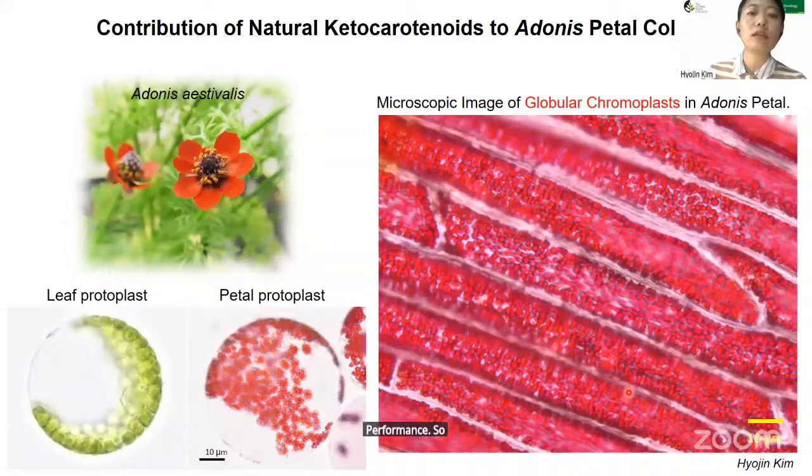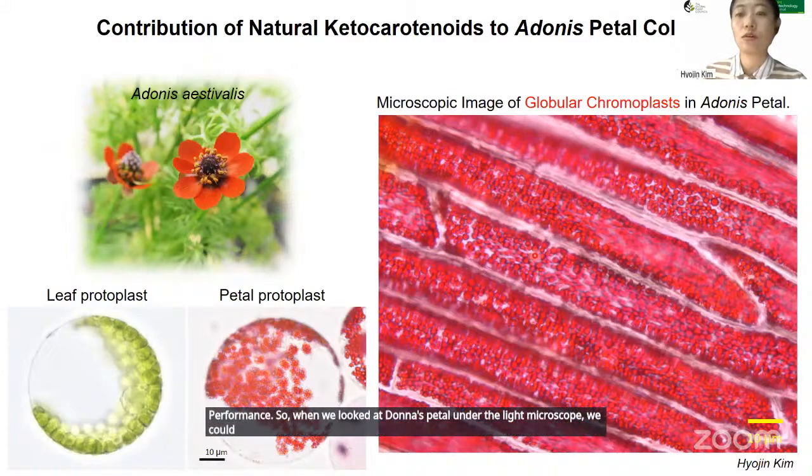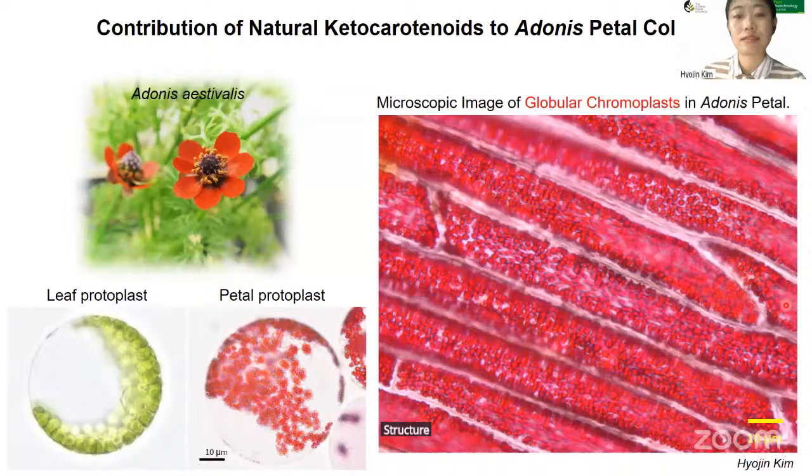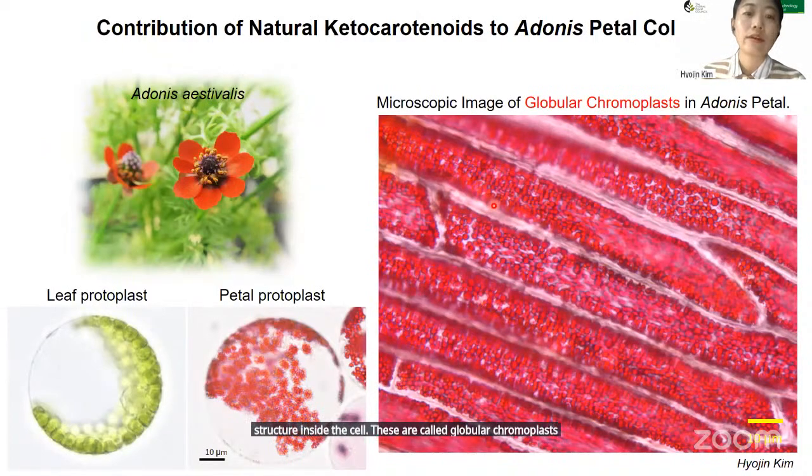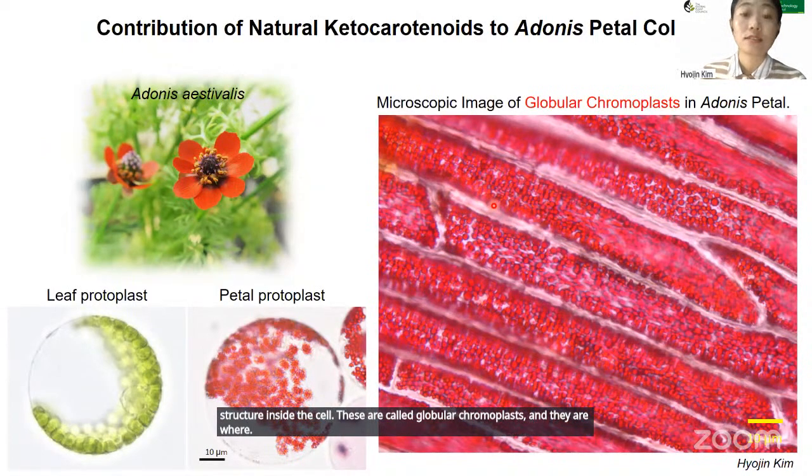When we looked at the Adonis petal under the light microscope, we could see lots of red globular structures inside the cell. These are called globular chromoplasts, and they are where carotenoids like astaxanthin are stored.